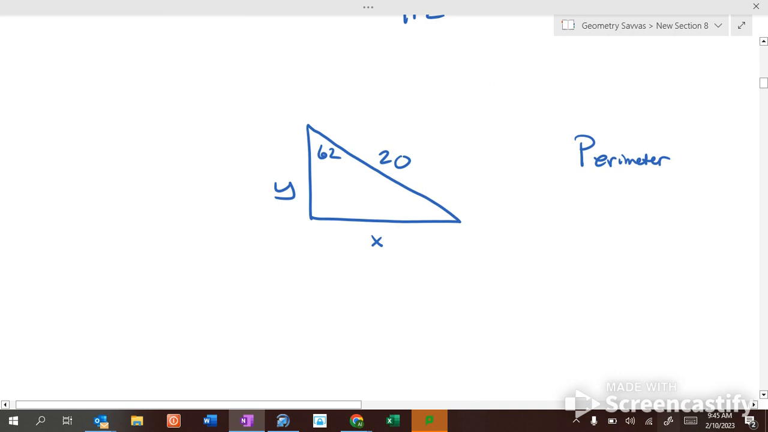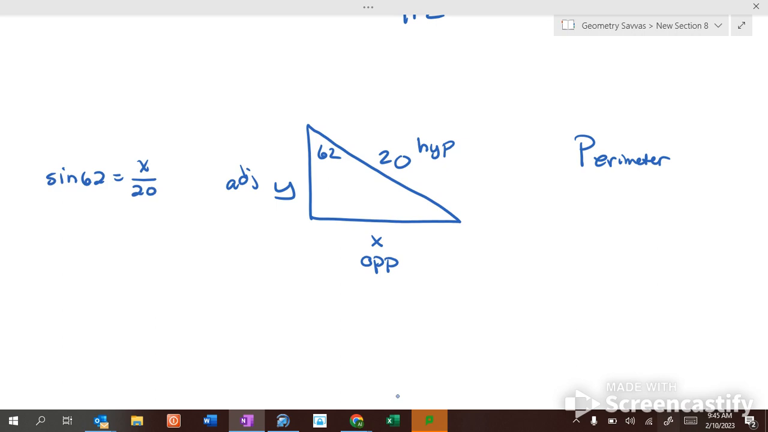Then when you get to this one, you actually have to find x and y so you can find the perimeter using sine or cosine. Okay? So which one's the hypotenuse on this one? 20 is the hypotenuse. From 62, what's x? Opposite. So this would be adjacent. Okay? So to figure out x, opposite and hypotenuse is what trig function? Sine. So the sine of 62 is x over 20.